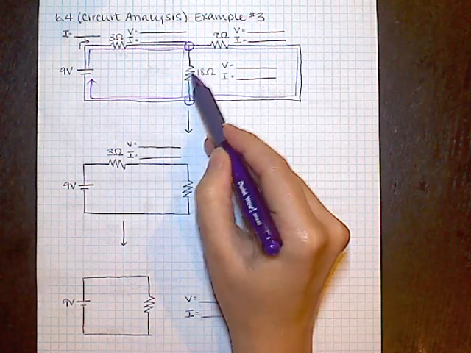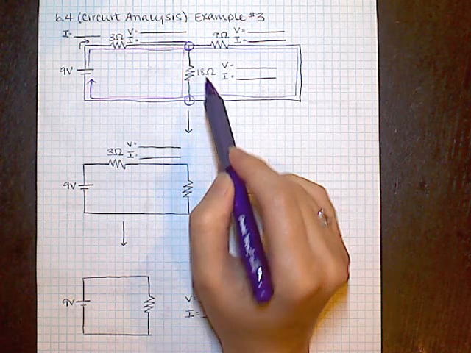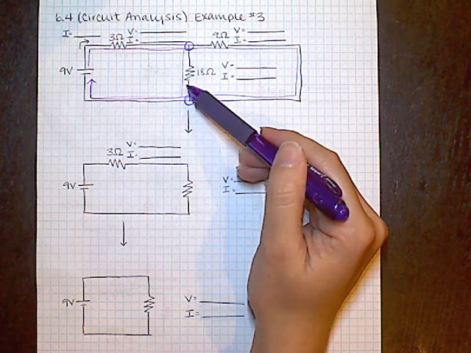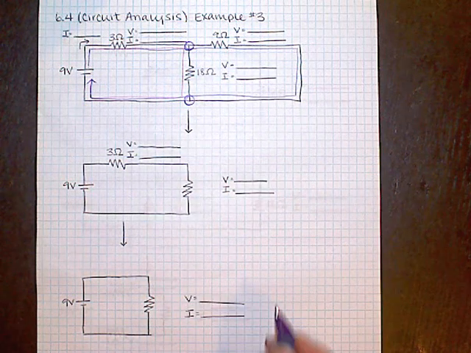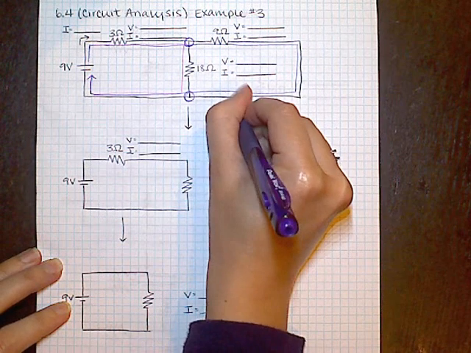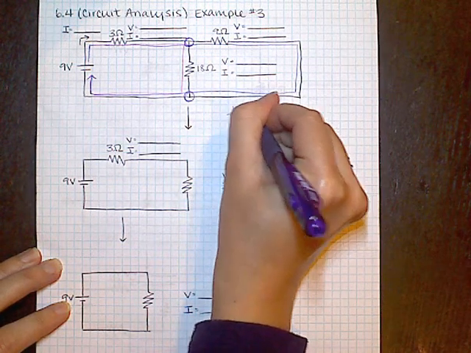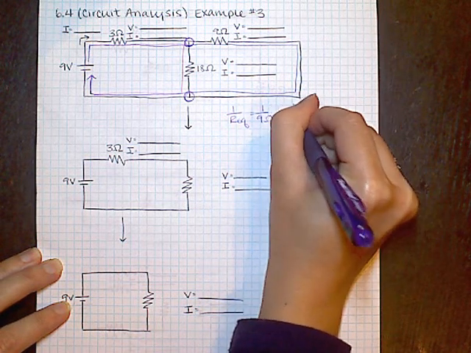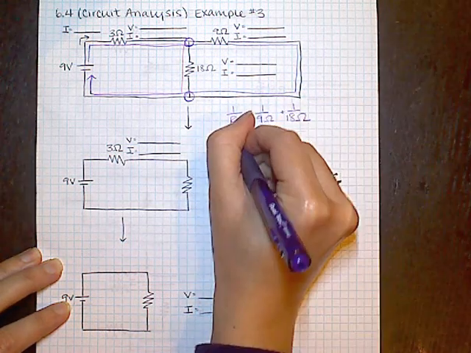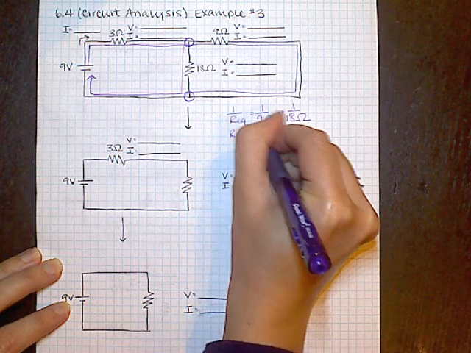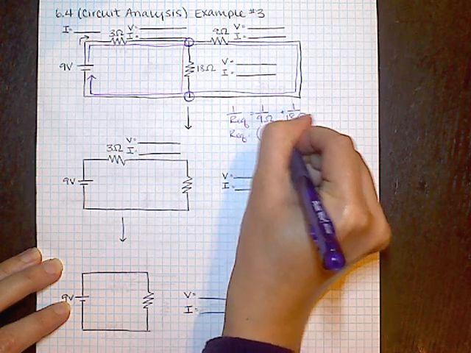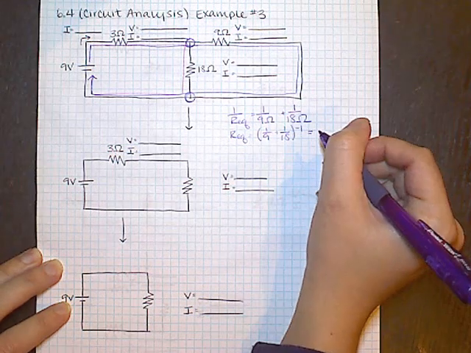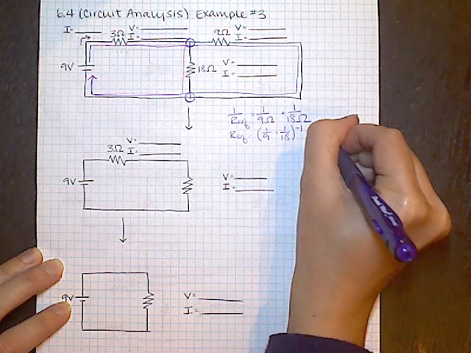So I'm going to combine these two branches in parallel first to get my equivalent resistance. And since I only have one resistor on each of these branches, I can just go ahead and immediately combine them in parallel. So 1 over the equivalent resistance is going to be equal to 1 over 9 ohms plus 1 over 18 ohms. Or in other words, the equivalent resistance is going to be equal to (1 over 9 plus 1 over 18) to the negative 1 power, which should give me 6 ohms.